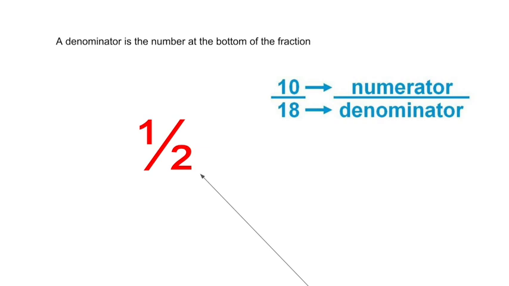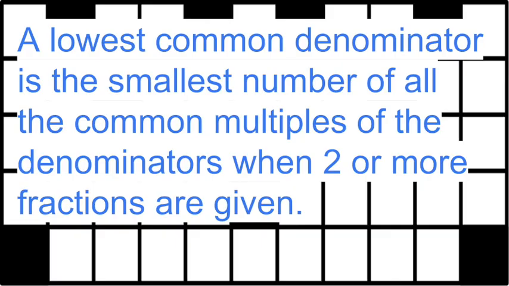So in this image it is the 2, and on the right we have the 18 and the 12 and the 10, where the bottom is the denominator. This is the term in the dictionary. A lowest common denominator is the smallest number of all the common multiples of the denominators when 2 or more fractions are given.